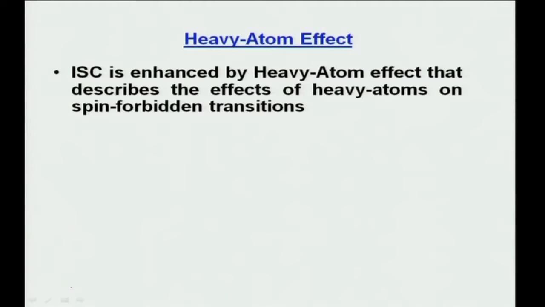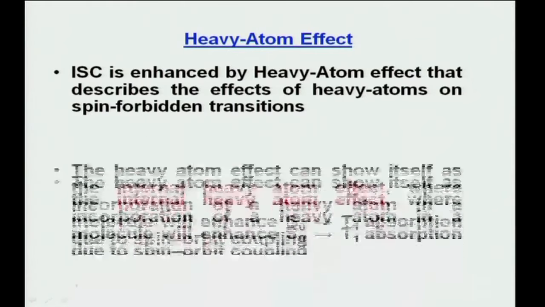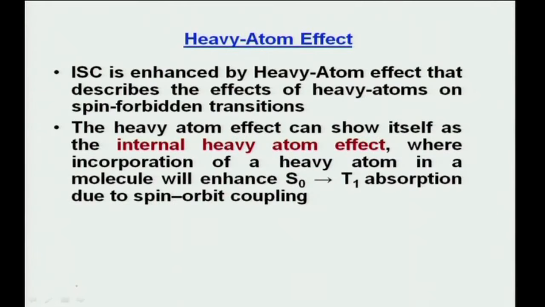So, intersystem crossing is enhanced by the heavy atom effect, which describes the effects of heavy atoms on spin forbidden transitions. The heavy atom effect can show itself as the internal heavy atom effect, where the incorporation of a heavy atom in a molecule will enhance the S0 to T1 absorption due to spin orbit coupling. That means it goes from S0 to S1 and then it goes to T1. That is why it is S0 to T1 absorption.